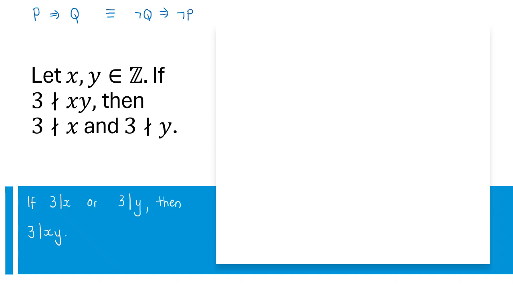Just take note of this. The consequent for us was a conjunction: 3 is not a divisor of x, and 3 is not a divisor of y. When we negate this, we are negating everything, and we are actually applying De Morgan. The negation will be 3 is a divisor of x. When we negate an and, a conjunction, it becomes a disjunction, an or: 3 divides y. So this is actually very important in our assumption. Otherwise, the statement that we are proving is not equivalent to the original statement.